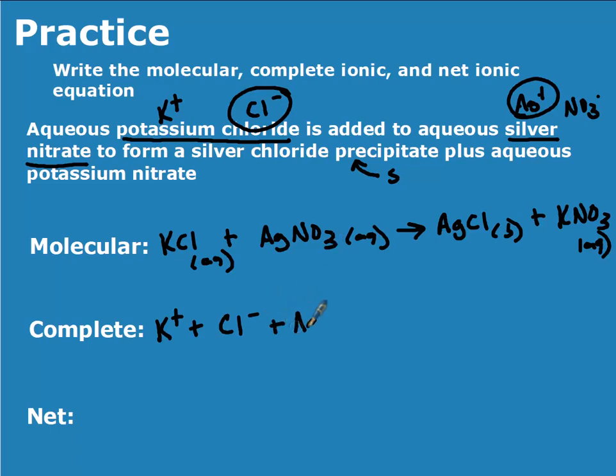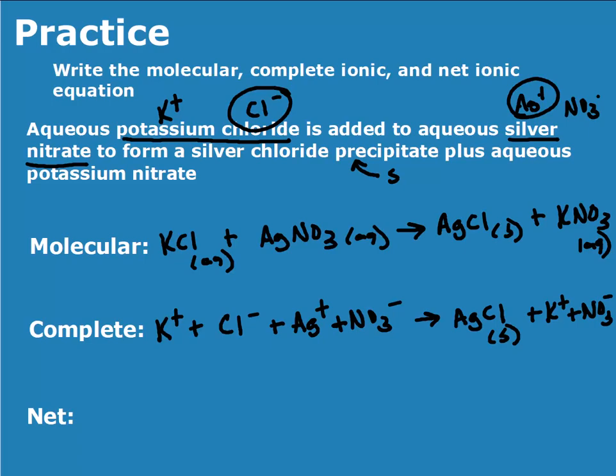Plus, and then we're going to break apart our silver nitrate. Silver chloride's a solid. All solids, liquids, and gases are going to come down as they are. Make sure that you're putting charges and that they're the correct charges. That's one of the most common mistakes in doing net ionic equations.